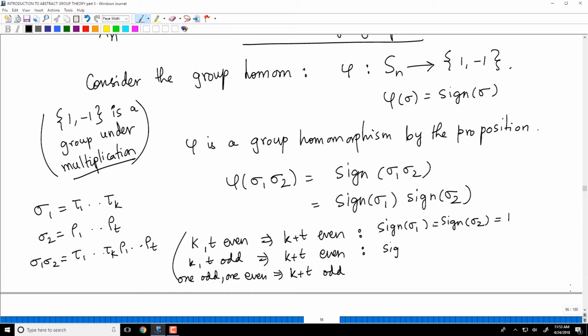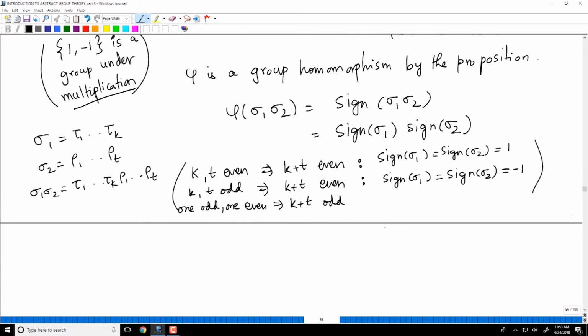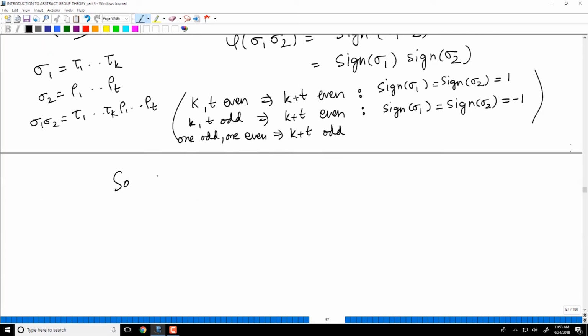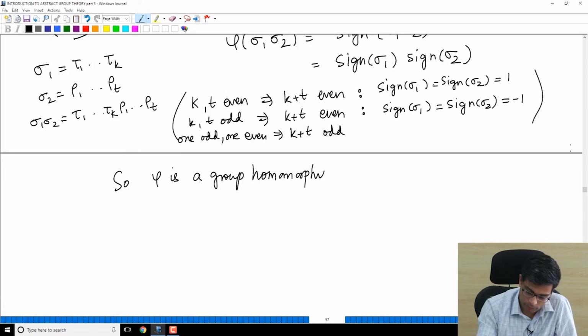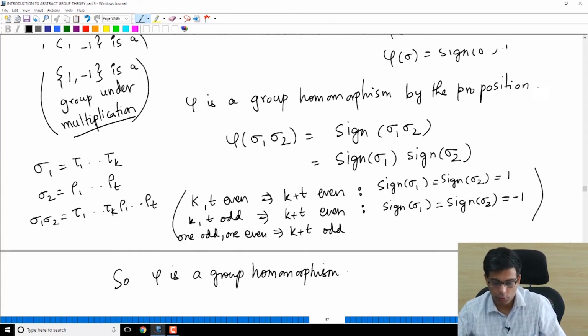In this case we have sine of sigma 1 and sine of sigma 2 are both minus 1. So minus 1 times minus 1 is 1, which is the sine of sigma 1 sigma 2, because sigma 1 sigma 2 is even, and here 1 is even, 1 is odd, so it is 1 times minus 1, which is minus 1. Okay, so phi is a group homomorphism. I am going fast here maybe, but I hope this is clear enough. So phi is a group homomorphism.